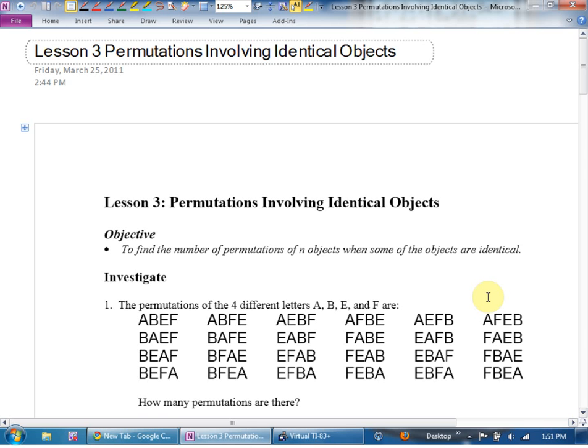Let's start. The heading is permutations involving identical objects, or sometimes we'll say permutations with repetitions, where the same letter appears more than once.